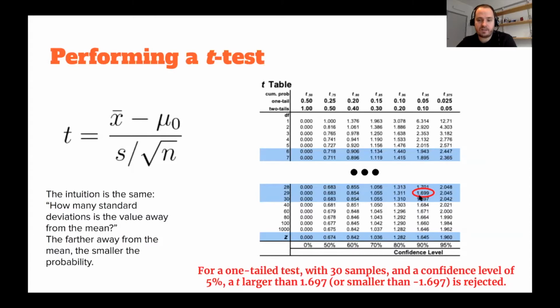Now, what does this mean? Well, this means that anything that is to the right of 1.699 is less likely to happen than that, and anything that's to the left of minus 1.699 is very unlikely to happen again, because of the confidence level that you determined here, this 5%. So this is where the 5% is. Anything to the right is less likely than that, and anything to the left is less likely than that.